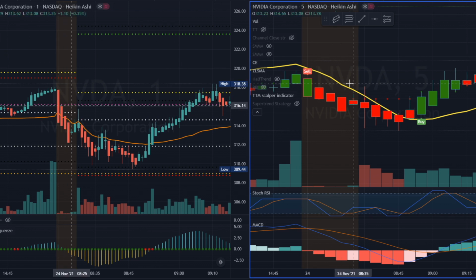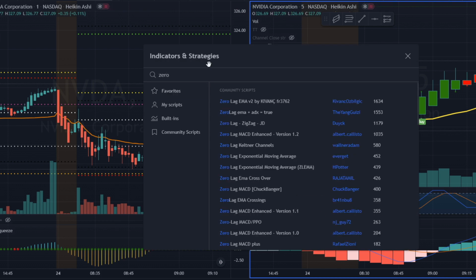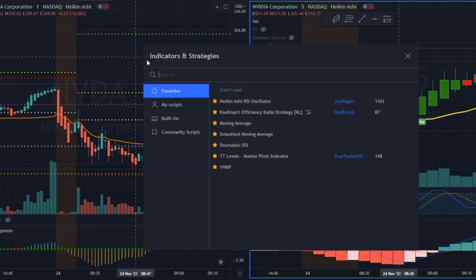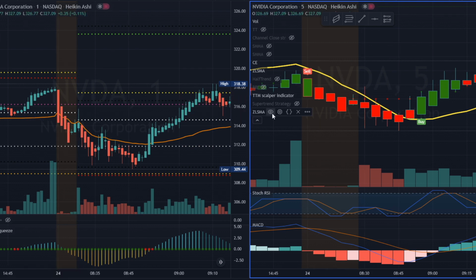Now for this yellow line here, this is the 0 lag exponential moving average. We type 0. So this yellow line here is the 0 lag exponential moving average. And you could just type in ZLSMA. And here we have the 0 lag exponential moving average. And nothing's changed here. I have it here.